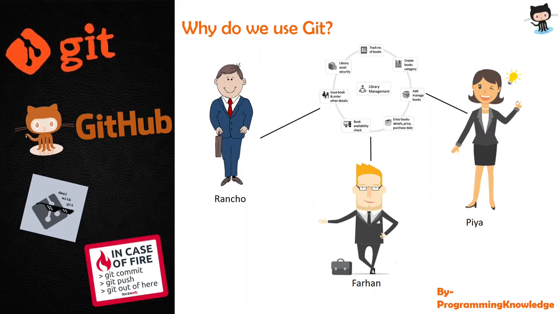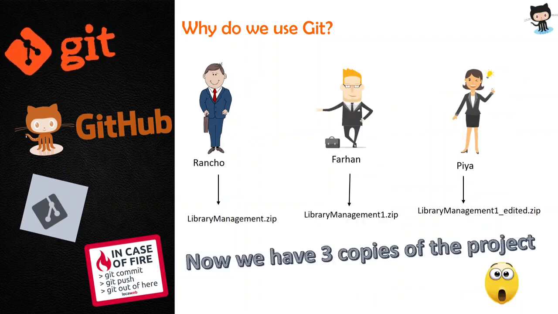Now while working, Rancho saves the project as library management.zip, and Farhan saves it as library management1.zip, and then Pia saves it as library management1_edited.zip. Basically here we have 3 copies of the project, which is consuming a lot of space. For example, it's a large file. This library management.zip is 1 GB, library management1.zip is 1 GB, and library management1_edited.zip is 1 GB. So 3 GB of space is occupied, and just small changes have been made, and now there are 3 copies of the project. So this is such an inefficient way. This is so error prone, and it is taking a lot of disk storage also.